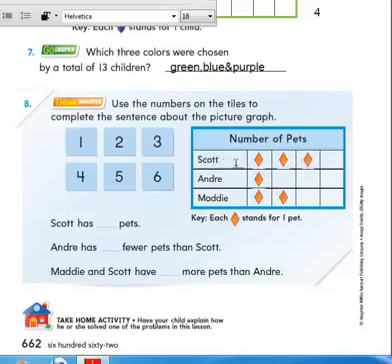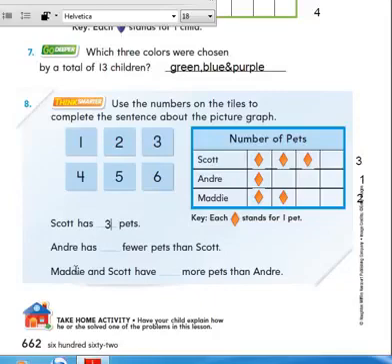So Scott has how many pets? Yes, there are 3. What about Andrey? He has only 1 pet. What about Maddie? There are 2 pets. She has 2 pets. Let's see sentence number 1. Scott has how many pets? I have to choose from here. Scott, look at the row of Scott. Yes, he has 3 pets.